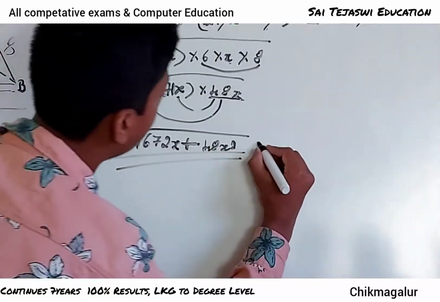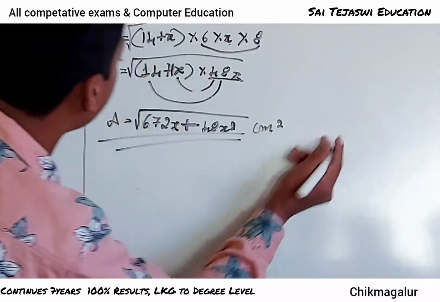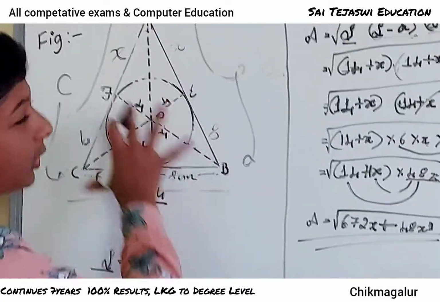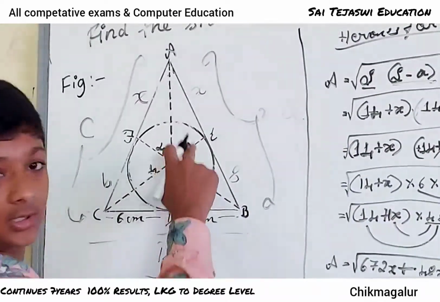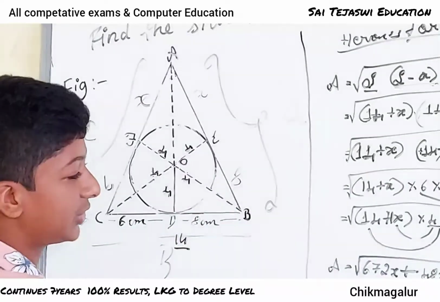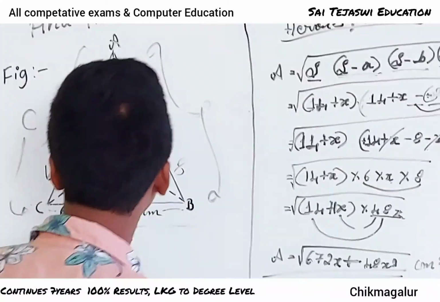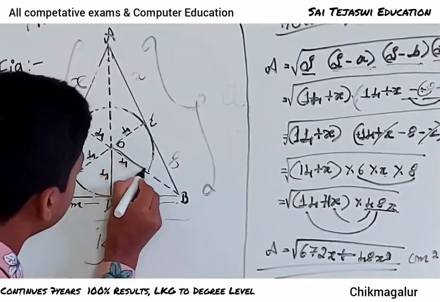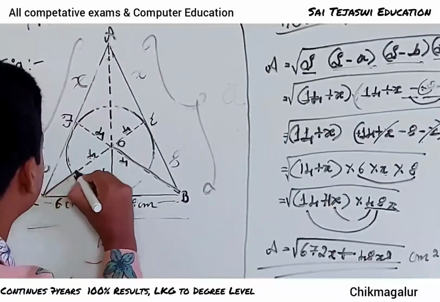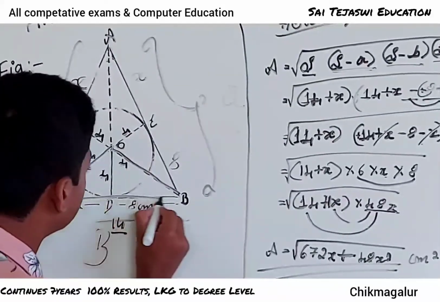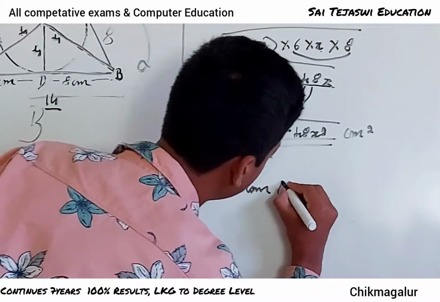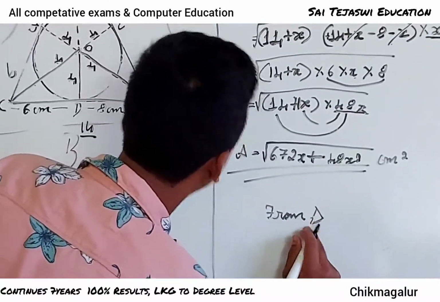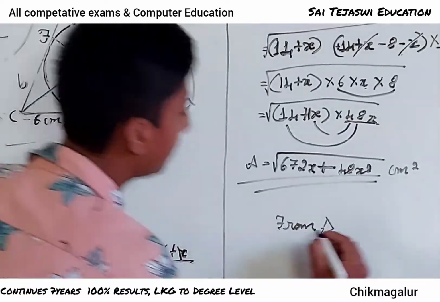So it is in area, we have to put centimeter square. This is the area of whole triangle. Now we should check whether it's equal. So we'll consider single triangle. We'll take single triangle and check whether it's equal. So first we consider this triangle. From triangle which is OBC.